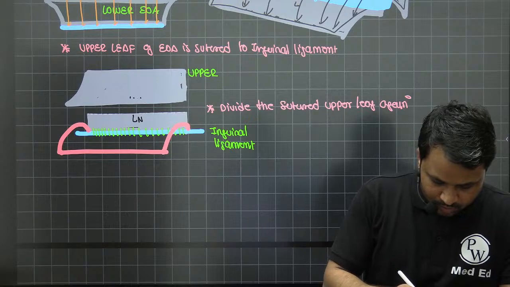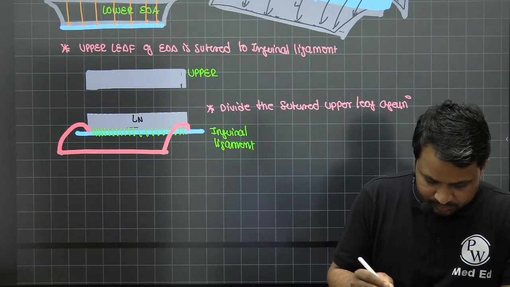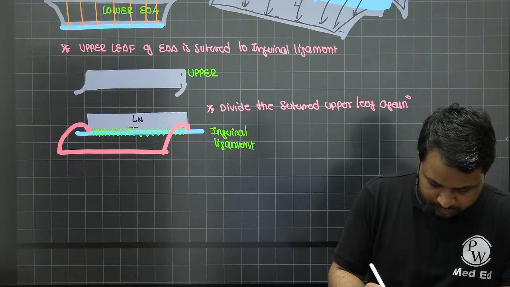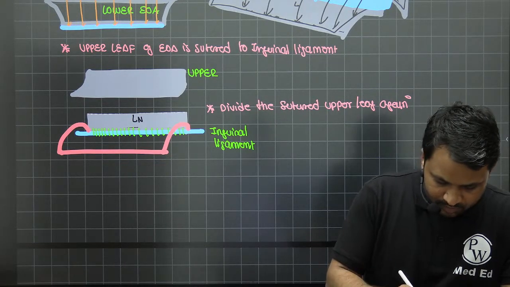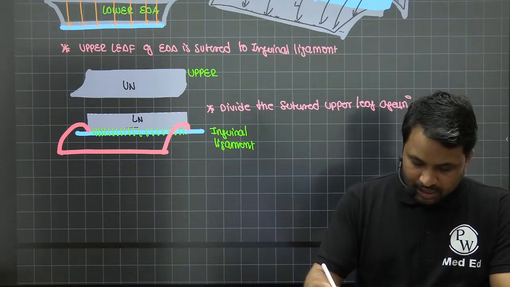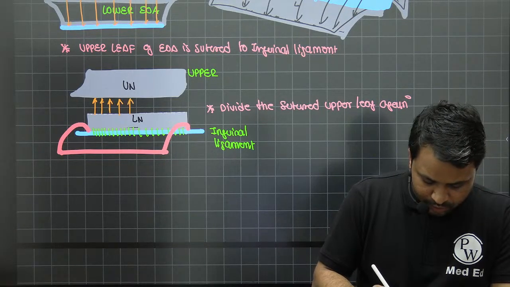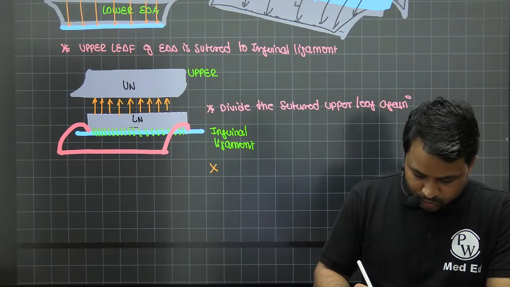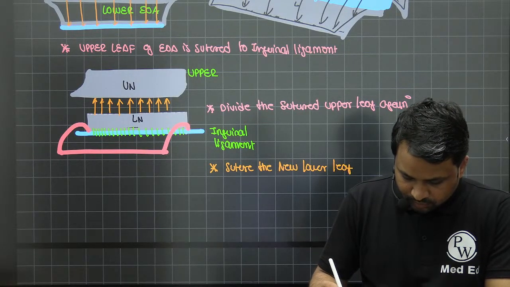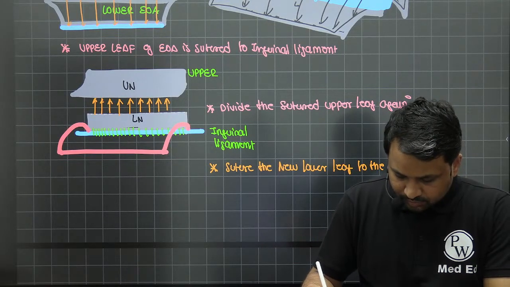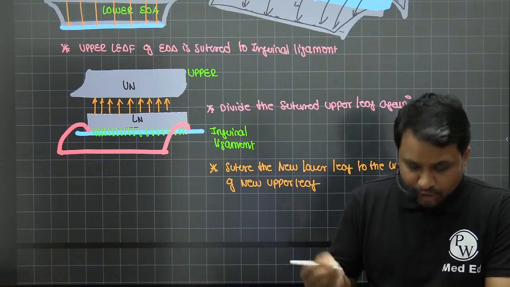This is the upper leaf that we have, and I have opened it. This is the new upper that you have created. I'm going to suture the new lower to the undersurface of the new upper. So the next thing I'm going to do is suture the new lower leaf to the undersurface of the new upper leaf.